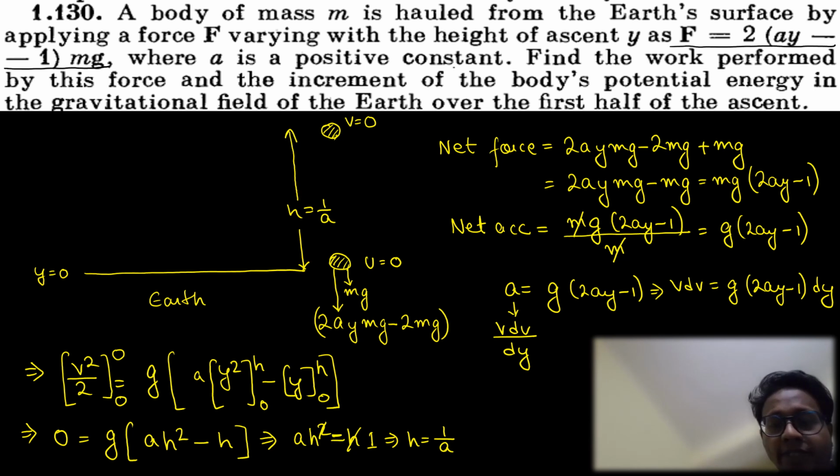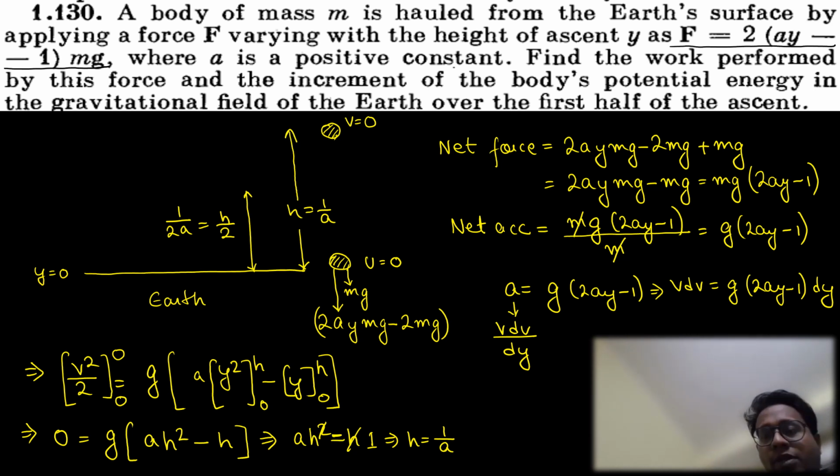What is half of this ascent? What is h by 2? Half of the ascent is nothing but h by 2. h is nothing but 1 by a, so h by 2 is 1 by 2a.